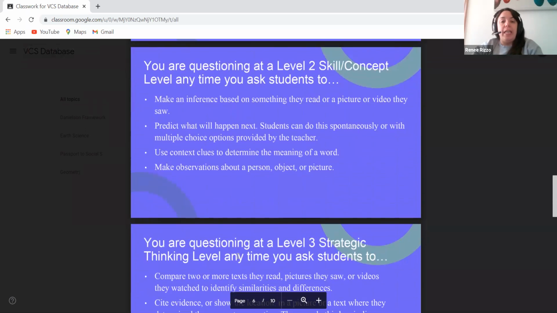You are questioning at a level two skill concept level anytime you ask students to make an inference based on something they read or a picture or video they saw. Predict what will happen next. Students can do this spontaneously or with multiple choice options provided by the teacher. Use context clues to determine the meaning of a word. Make observations about a person, object, or picture.